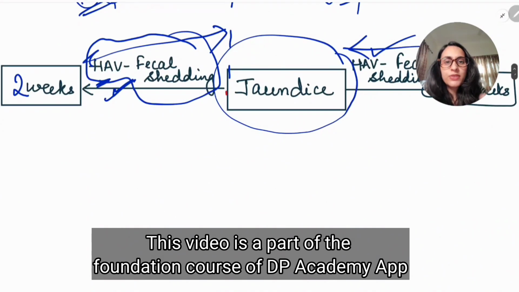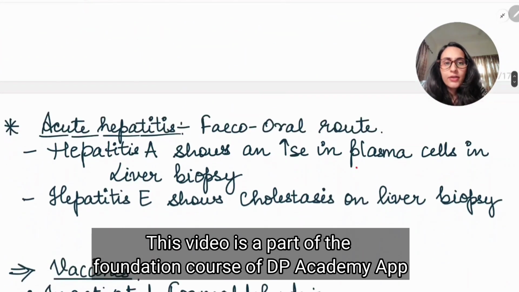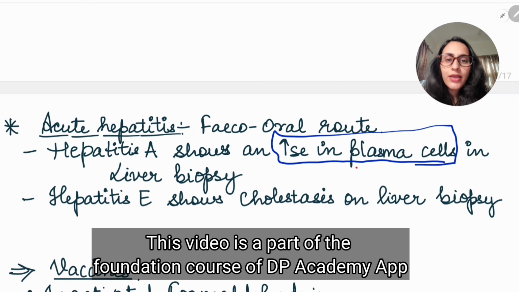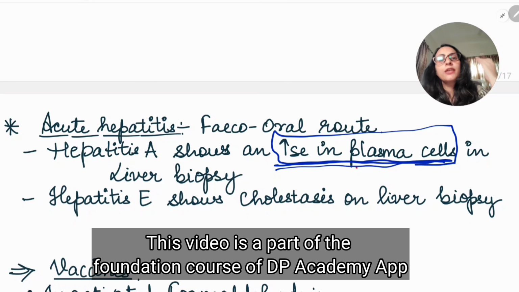For acute hepatitis, we do not require any liver biopsy. But if you do a biopsy at all, what you will find is that hepatitis A shows an increase in the plasma cells. So that is a feature of hepatitis A. Since we are studying hepatitis A, there is going to be an increase in the plasma cells seen in the biopsy. We do not require liver biopsy for acute hepatitis. We only do it to see the grading and the chronicity of chronic hepatitis. But for acute, we do not require any biopsy. But if at all you do a liver biopsy, you will find an increase in the plasma cells. But liver biopsy is not recommended for acute hepatitis.